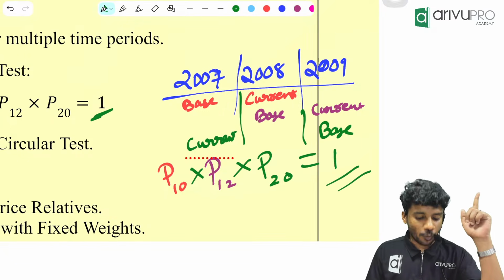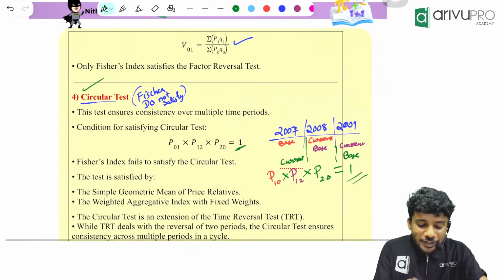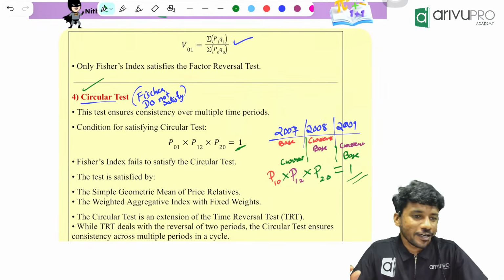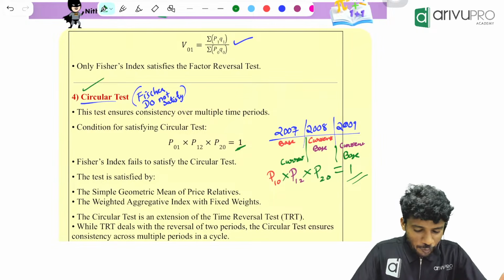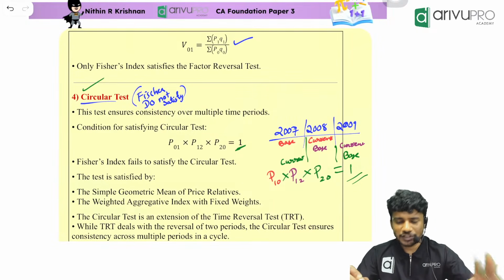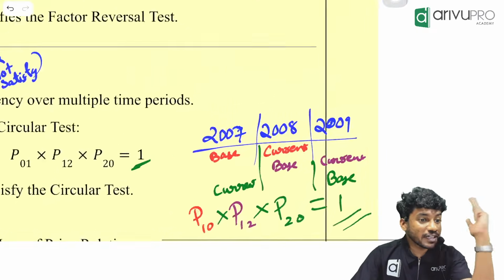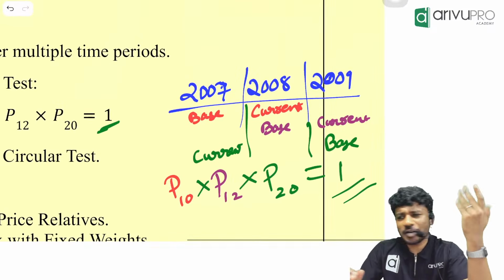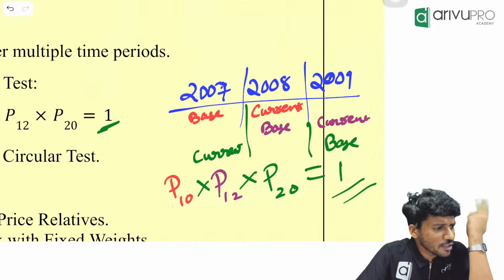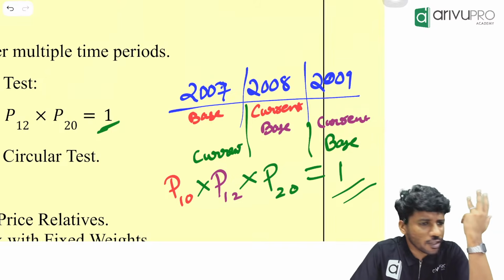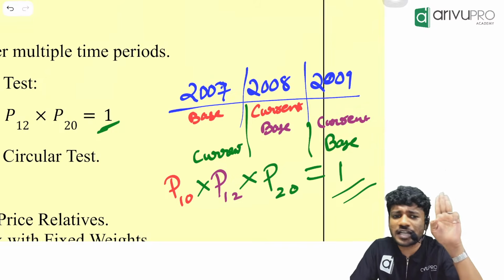If it is equal to 1, we will say that circular test is satisfied. Got the meaning? What did I tell you people? First I will take 3 years, 3 different time periods. It can be any year, for example, 1947, 2000, 2026. Whatever you take, there should be 3 time periods.